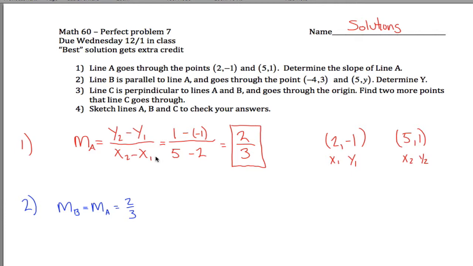And slope is y2 minus y1 over x2 minus x1. So I have 2 points here. One of them is (-4, 3), and the other one is (5, y). If I call the first x1, y1, and the second x2, y2, I can plug them into my slope formula: y2 minus y1 over x2 minus x1. And that is equal to 2/3. I guess that's the key to this problem: the slope that I calculate has to be equal to 2/3.